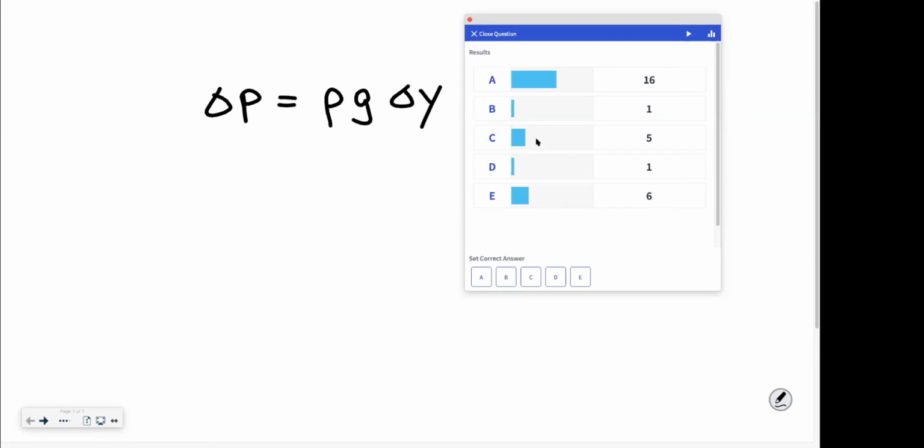So the answer is actually A. They will be exactly the same. Water will have the same pressure difference as a function of height for a very thin tube as it will for the ocean. It does not matter what the horizontal extent is. The vertical extent is the only thing that matters. Okay, good.